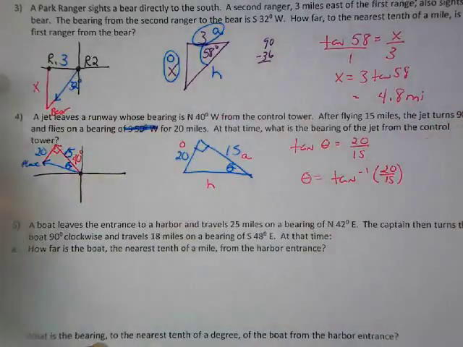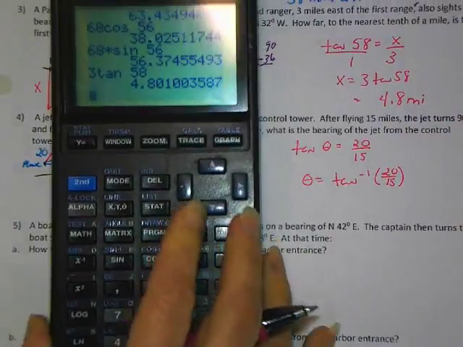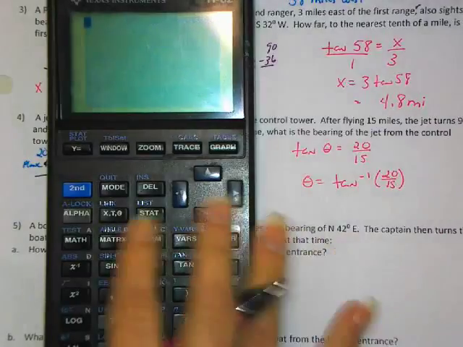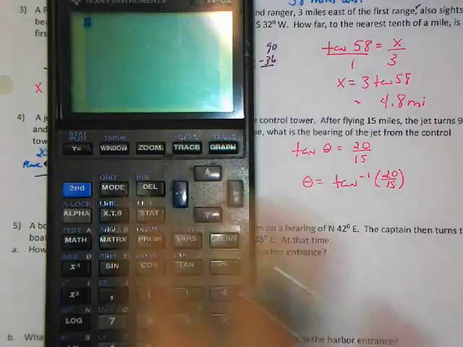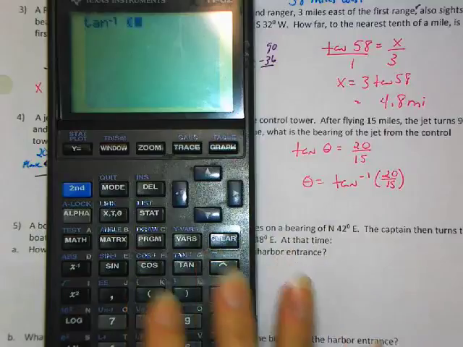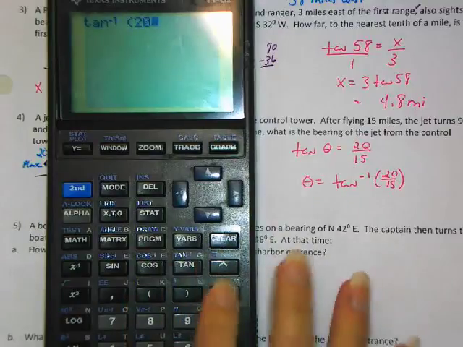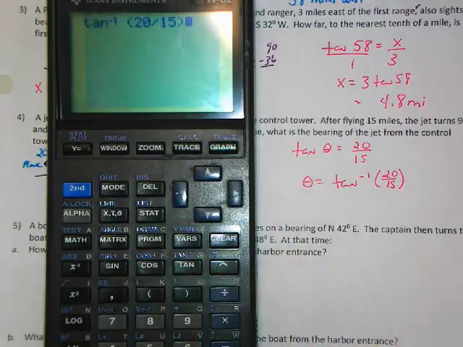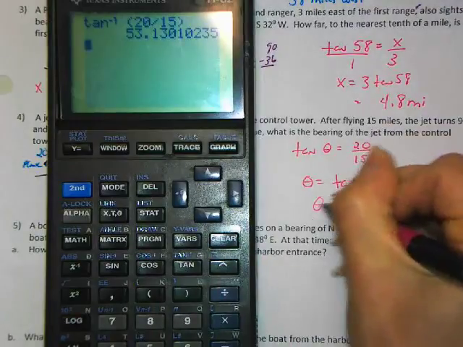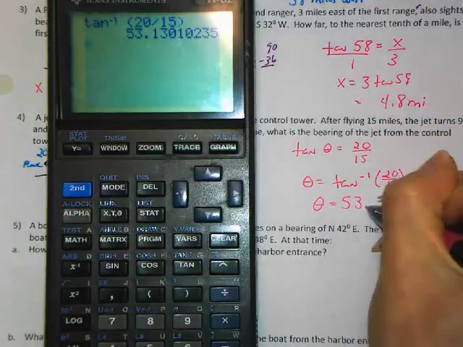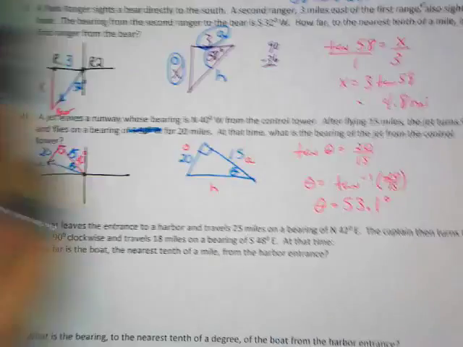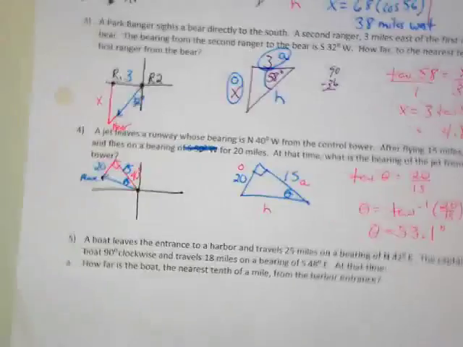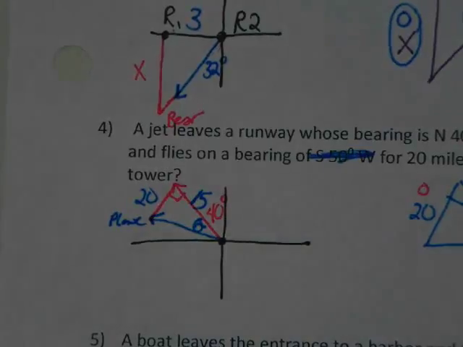And I've shifted to the old style calculator so we get rid of the glare. So shift tangent 20 divided by 15. And theta is 53.1. Now I need to come back over here to my picture and I'm going to zoom in for you. Do you agree that that theta is 53.1?